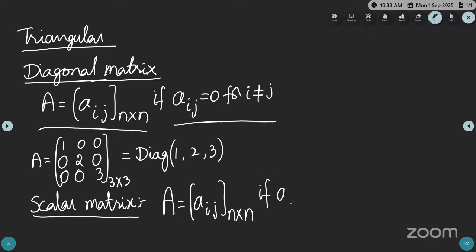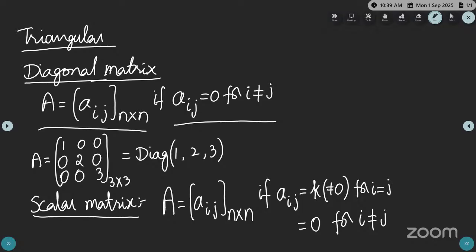if aij is equal to some non-zero scalar k for i equal to j, and this is equal to 0 for i not equal to j.